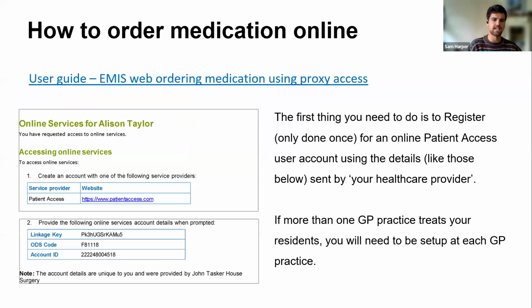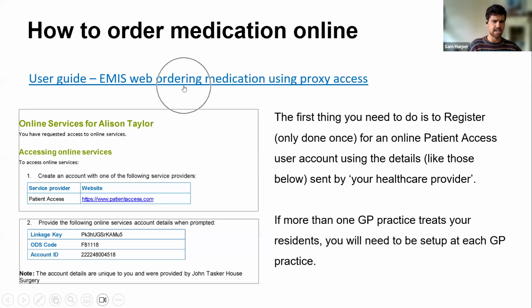Same thing, you will get some details sent through by the healthcare provider, GP practice, GP surgery. So they are the ones who will set up the system. You will then receive an email from them with some information. So the information that you receive will look something like this. You'll have the link to the website, and then you'll have a linkage key. You have the ODS code and an account ID. So all the information will be contained in there.